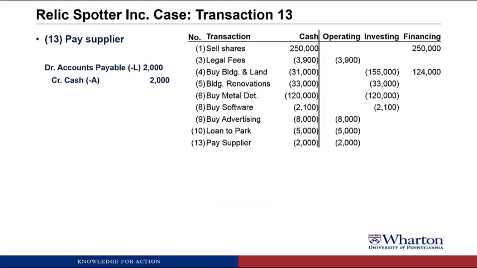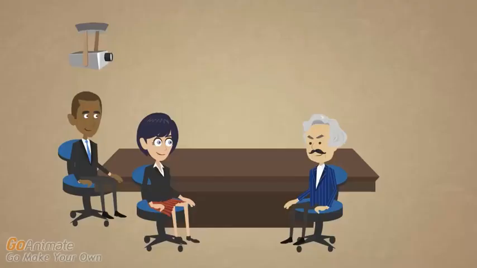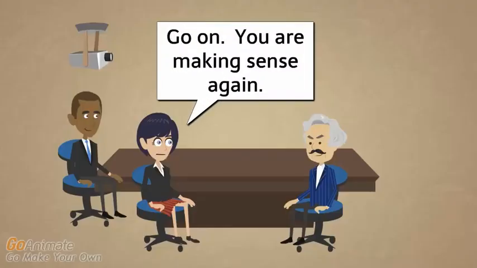The answer here is a $2,000 operating cash outflow. Go on. You are making sense again. Yeah, a payment to a supplier is one of the examples we use to define an operating activity.